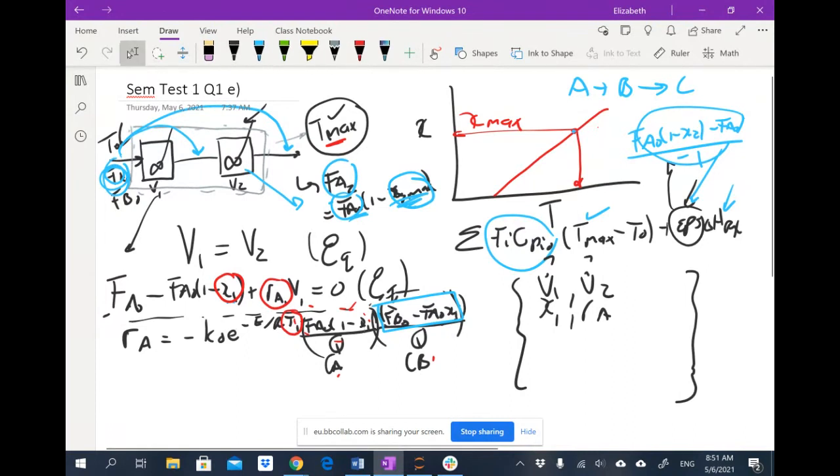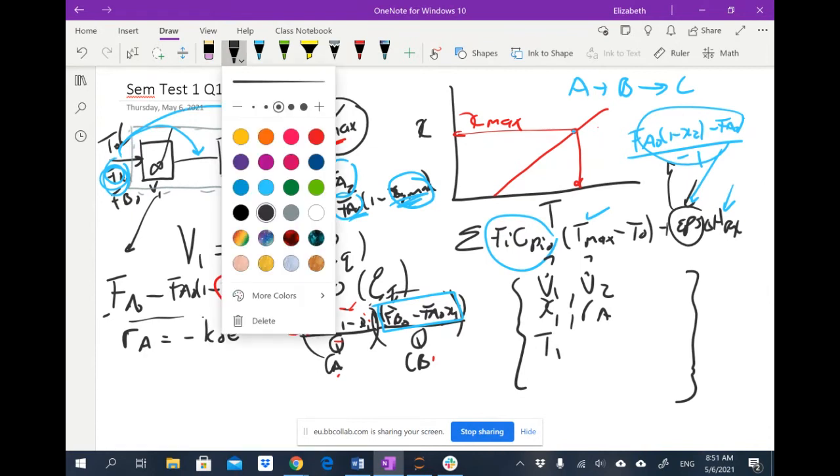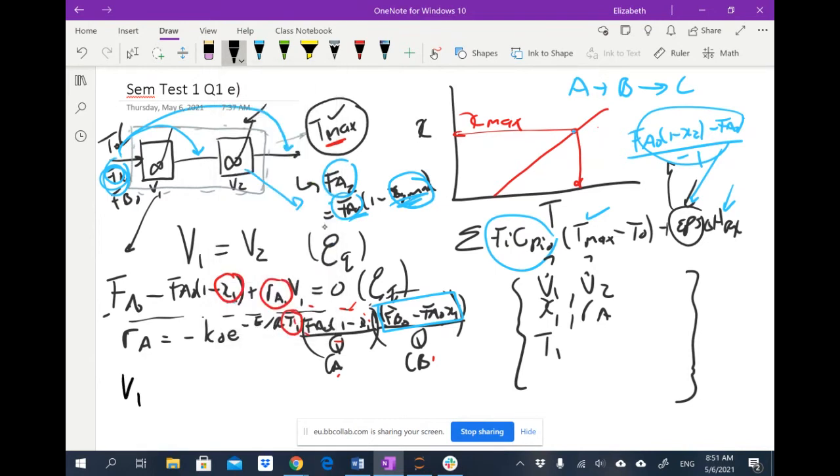But what I now want to do is say, okay, temperature 1 is an extra unknown that I identified here. Then I can set up an equation that says I can now calculate that volume 1. Volume 1 is equal to, from my mole balance, of course, negative FA naught x1, divided by my rate. Okay, so there I've got an equation for volume 1.